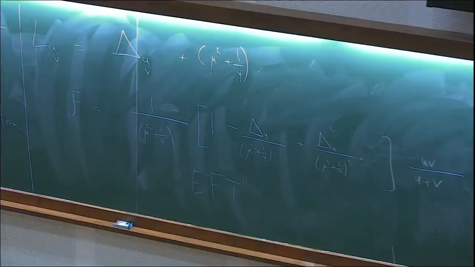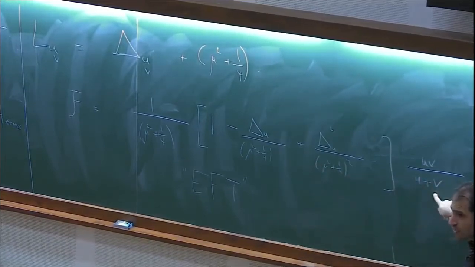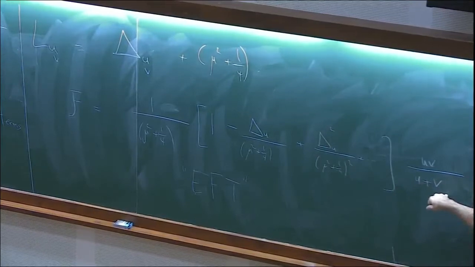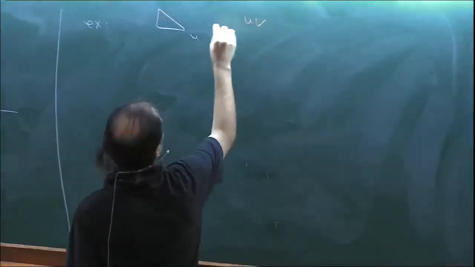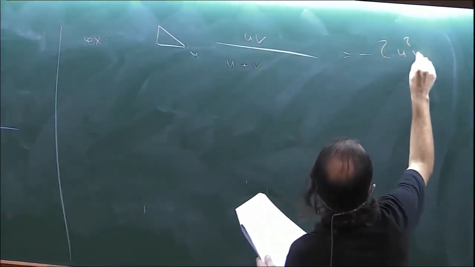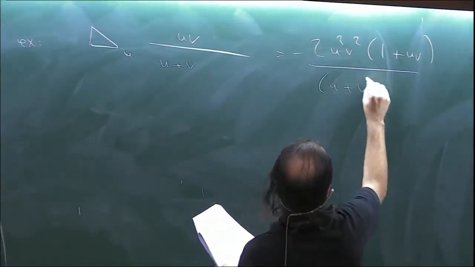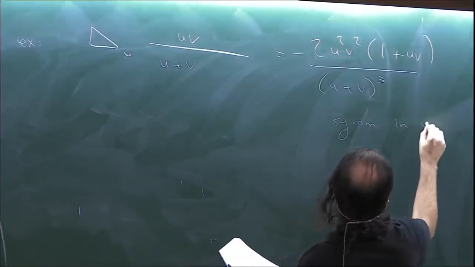Already, there is something slightly remarkable here. Let's look at this first correction. The leading term is symmetric in U and V. That's good. The function should be symmetric in U and V. But let's look at the first correction. This is just delta_U acting on it. It's not obvious that it's going to do something nice. However, I'll leave a tiny exercise in typing in Mathematica that delta_U of UV over U plus V is actually equal to negative 2 U squared V squared (1 plus UV) over (U plus V) cubed. Again, it's beautifully symmetric in U and V.